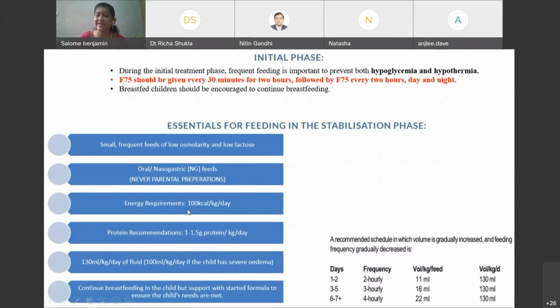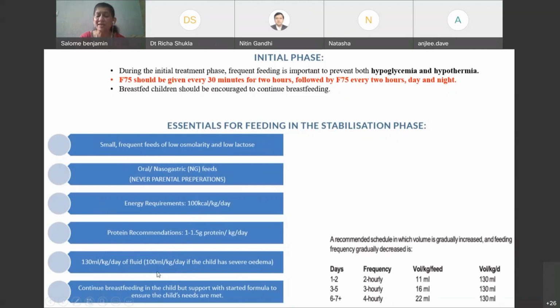Energy requirement is 80 to 100 calories. It was earlier 80, now WHO has moved up to 100 calories. And this is how the frequency, 2 hourly, 3 hourly, with volume 11 ml, 16 ml, 22 ml is given. Then total 130 ml you can reach. Then 150 ml has to be reached. With severe edema, you will give 130 ml per kg per day of fluid. That is 100 ml per kg per day for edema.